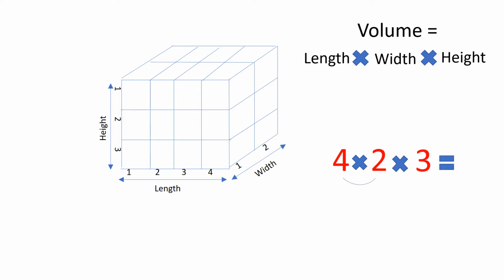First, we are going to work out 4 times 2. We are going to break down the equation so it is easier to work out. 4 times 2 equals 8. Now we are going to do 8 times 3. This equals an answer of 24. Therefore, the volume of this cube is 24.